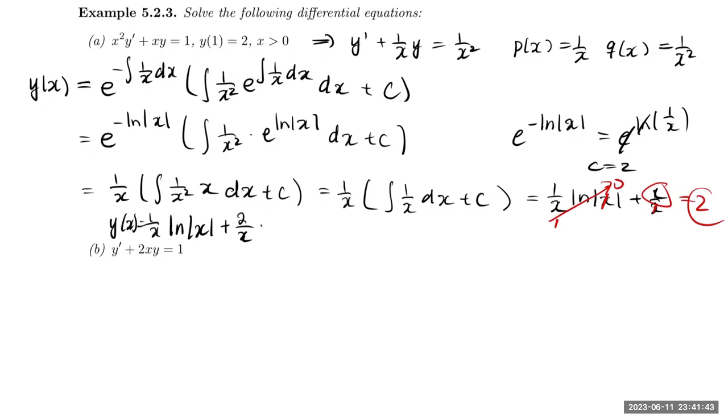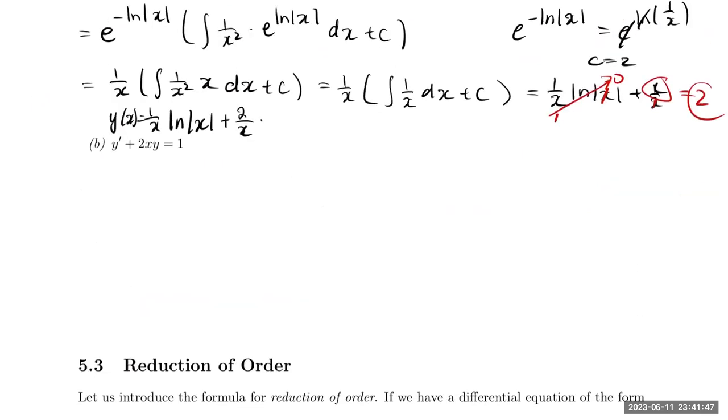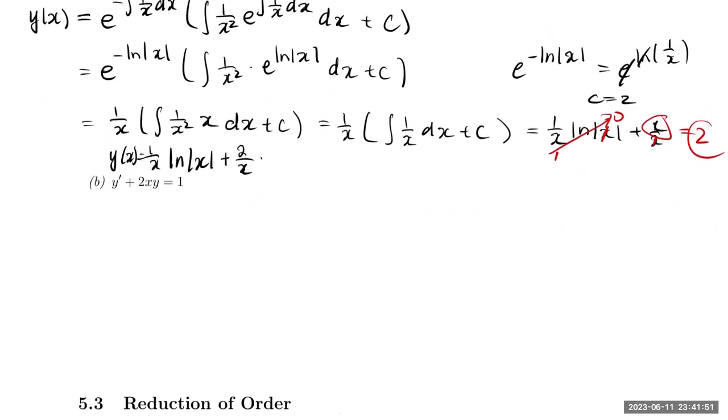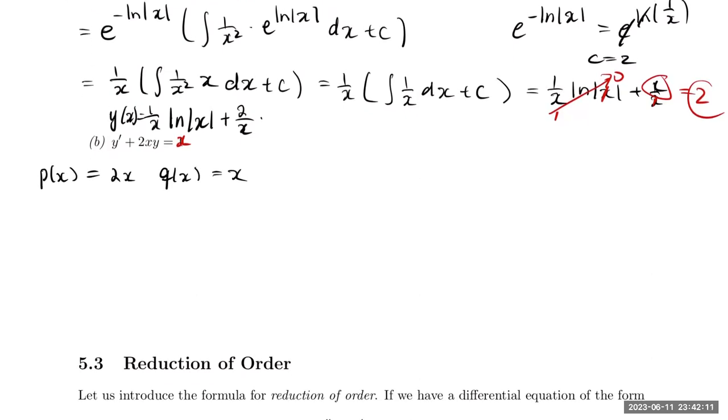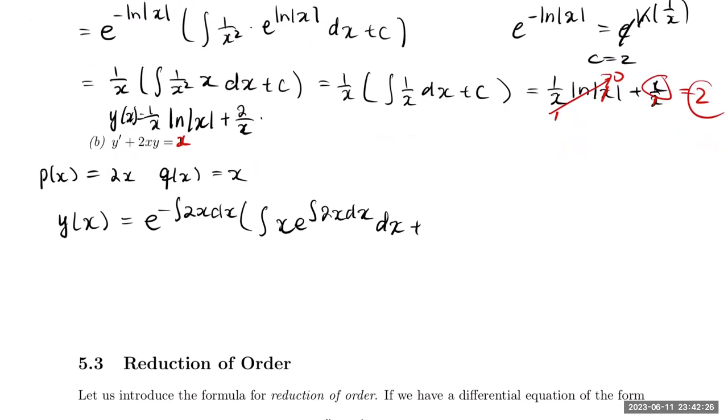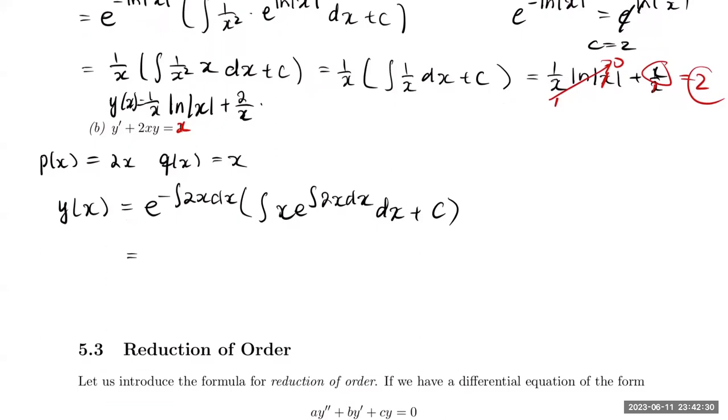Okay, so let's have a look at the next part. But I'm actually going to be changing one value here because it will get a bit too hard if we let it equal 1. So let's say instead we're going to let the 1 be the x here, and you'll see why. If p of x is then 2x, and q of x is x, then our solution would just be given by y of x equals e to the power negative integral of 2x dx times the integral of x e to the integral of 2x dx, dx, plus c. This would just be equal to e to the power negative x squared times the integral of x e to the x squared dx plus c.